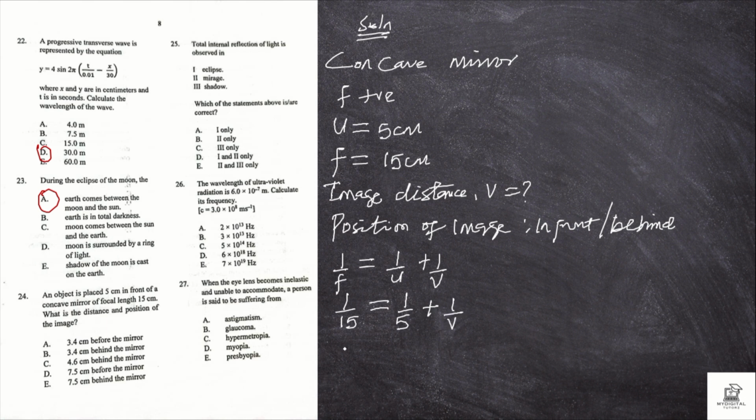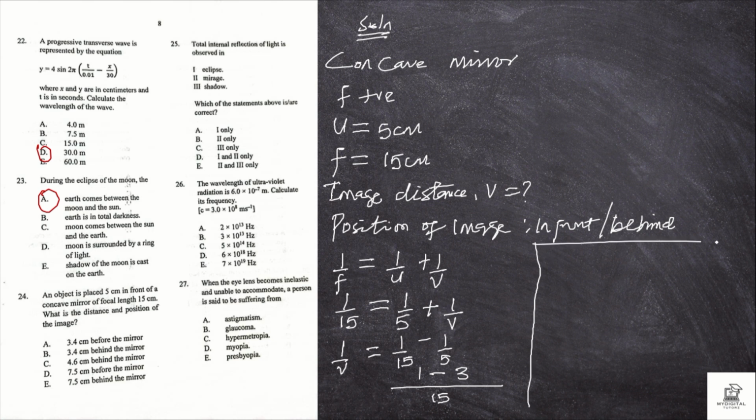So simplify, I have 1 over V equal to 1 over 15 minus 1 over 5. So if I take LCM here, I have 15. 15 in 15 is 1. 1 multiplied by 1 gives us 1. Minus 5 in 15 is 3. 3 multiplied by 1 gives us 3. So from here, we have that 1 over V will be equal to 1 minus 3, that is minus 2 over 15.